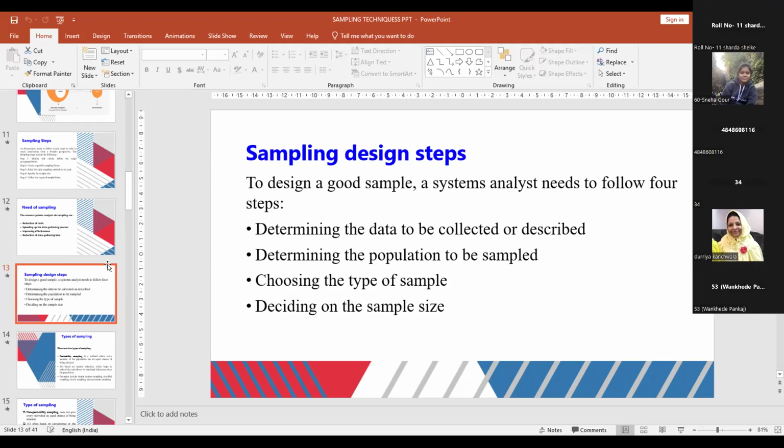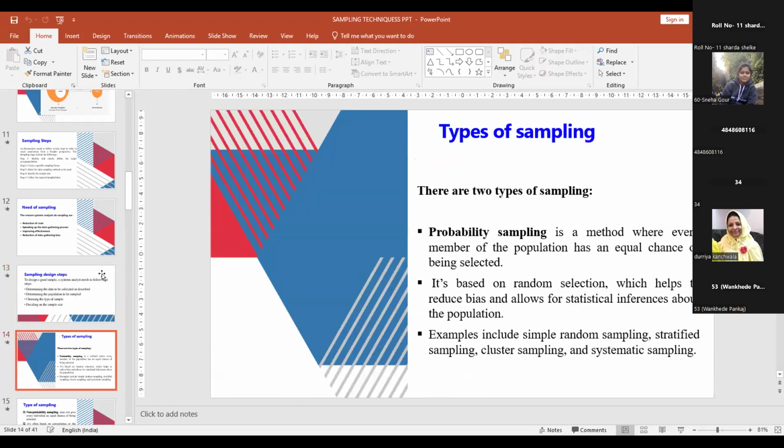Now this is the very important aspect if we discuss the main things. Dear fellow friends, as we know, types of sampling. So simply we can say that two types of sampling are available: probability sampling, and another one is non-probability sampling.